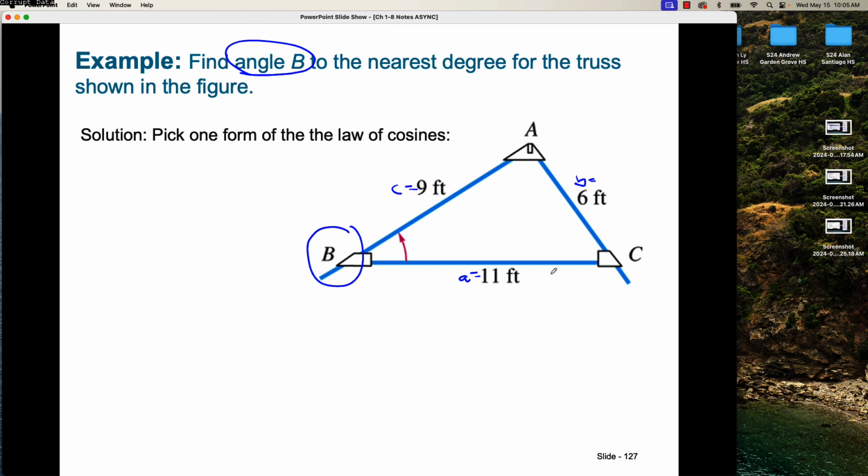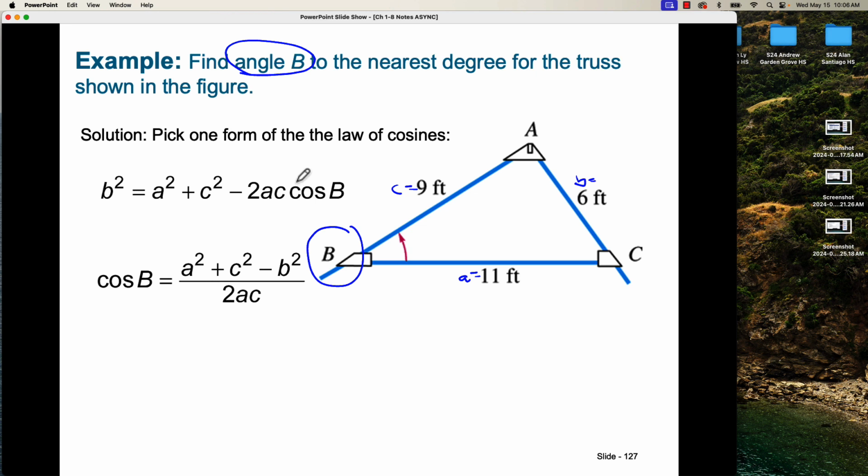Picking from the law of cosines, this would strategically be the right choice. Little b, little a, little c are all known, and capital B is also included, which is required because that is what we are being asked to find. Plugging in the values that we do know and isolating cosine of angle B gives us cosine of angle B equals 11 squared plus 9 squared minus 6 squared, all over 2 times 11 times 9.